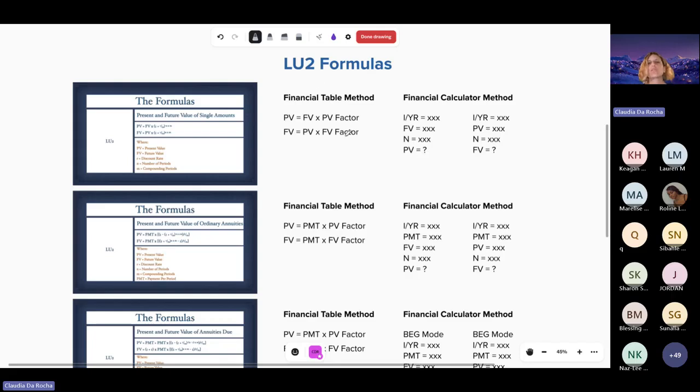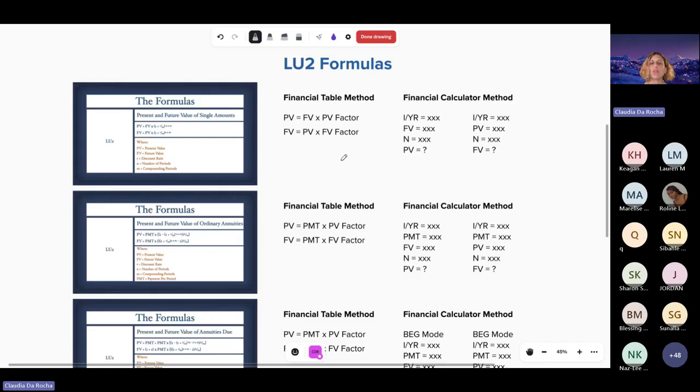And the reason for that is because the answer with a financial table is different to when you use a formula and a financial calculator, because your formula and financial calculator is very precise, whereas your financial table factors are rounded. Okay, so that is really the only time. So with your financial table method, I give my students a formula so that you remember, but in essence, when we are calculating the present value, we're saying future value times our present value factor. And we get that factor from the tables.